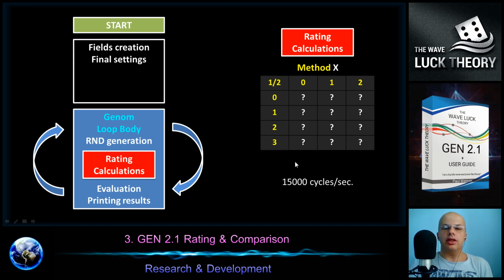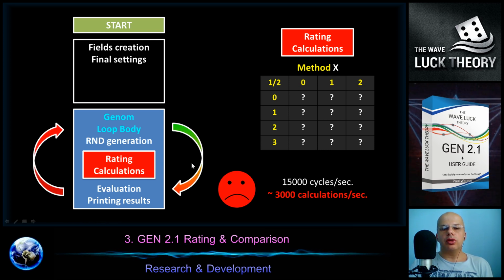And it means that if we have on average 15,000 cycles per second, then it should do about 3,000 calculations in the same loop, or per second. And unfortunately, it will slow down the whole generation significantly, and this is something I would like to avoid. And as I mentioned, I found the solution. But before I reveal it, let me summarize or compare the 6 methods we can select.